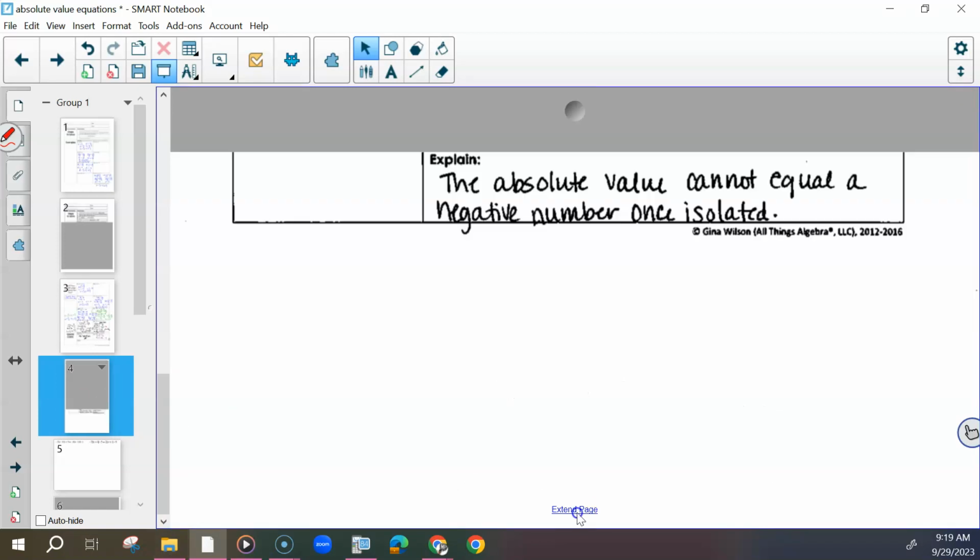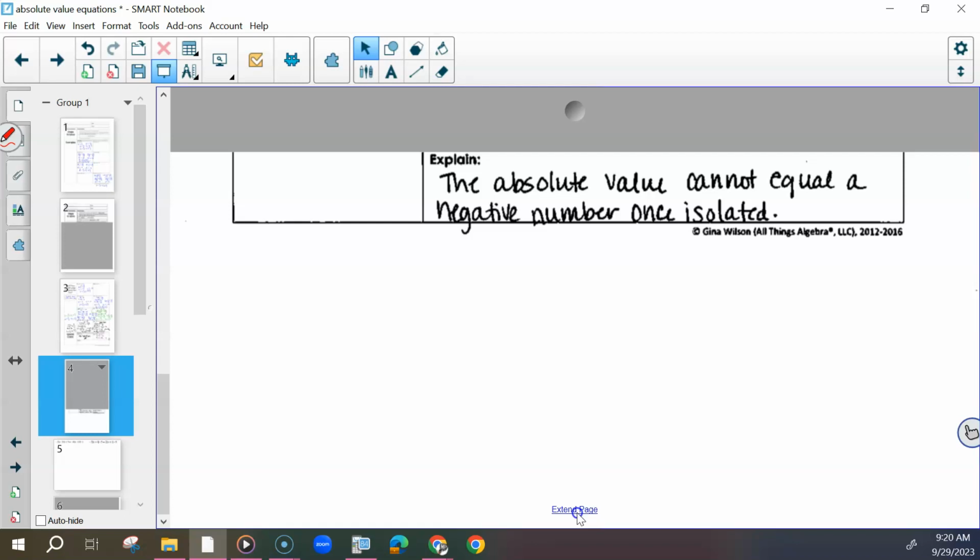This is just the rule. Absolute value cannot equal a negative number once it's isolated. This would give you what you'll learn later is called an extraneous solution. It wouldn't work.